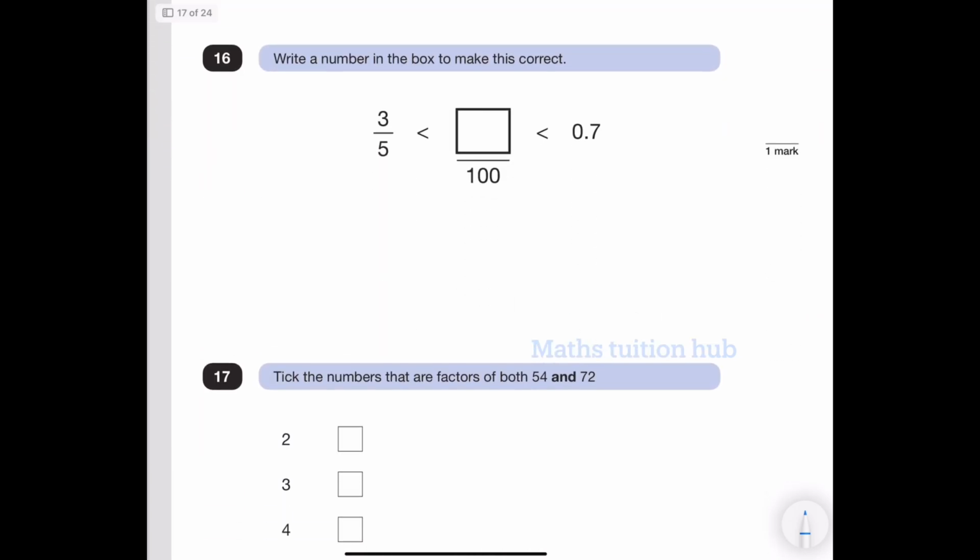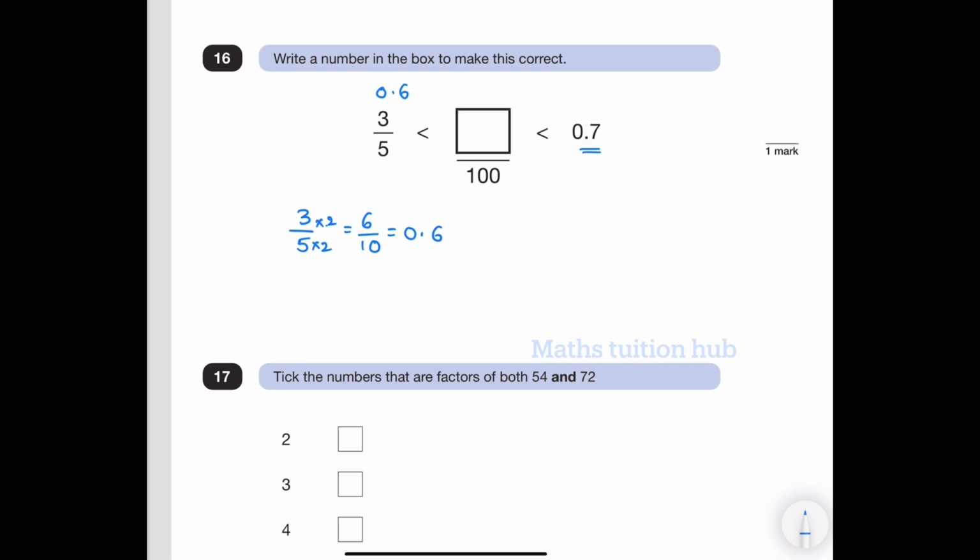Okay, next one is inequality with the fractions and decimals. So 3/5. So 0.7 is on the other side, a decimal. We convert 3/5 into decimal as well. That is 6/10, which is equivalent to 0.6. So 3/5 is equivalent to 0.6.